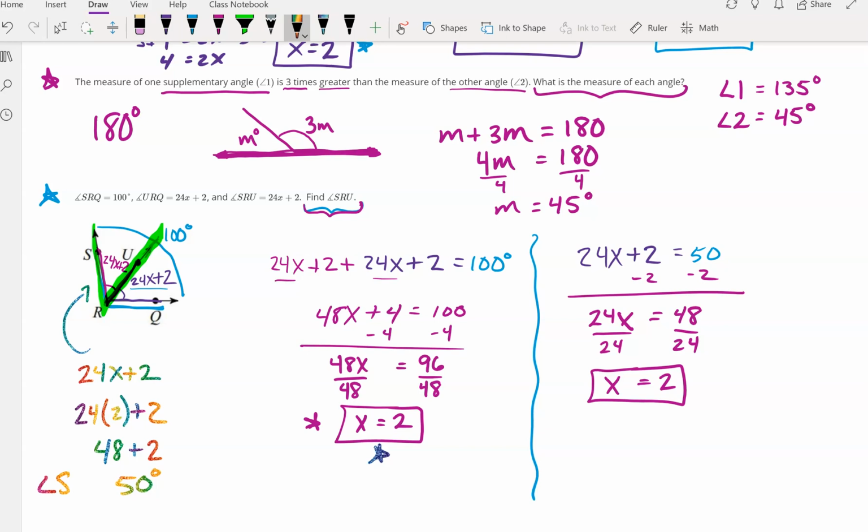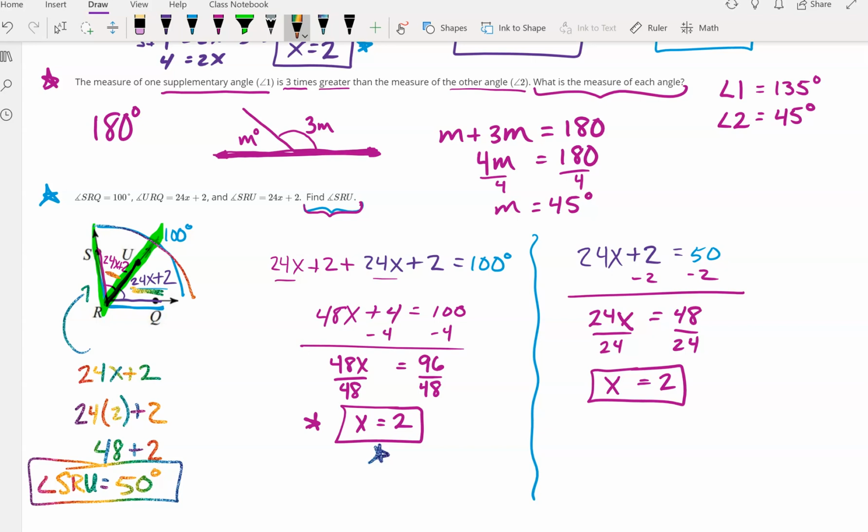So you might have guessed already, just based on the information, that 50 was going to be the measure of angle SRU. And some of you guys might be thinking, well, Miss O, we didn't really have to do all that work, since once I know 24x plus 2 and 24x plus 2 are the same, I can just take my 100 and cut it in half and get my answer of 50. Yes, you can do it that way as well.